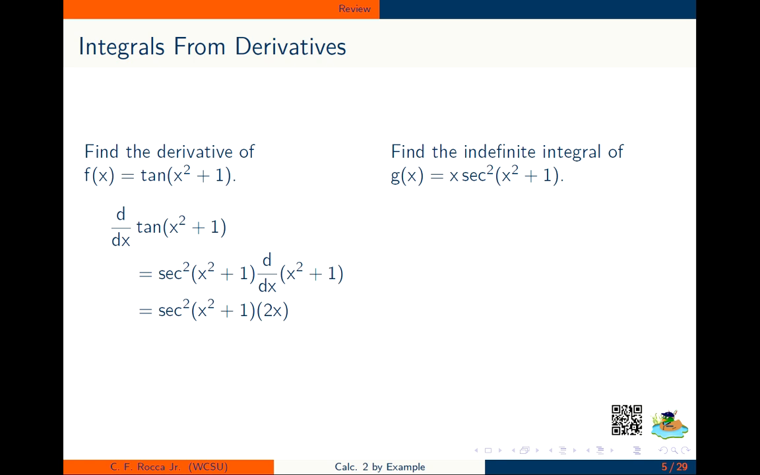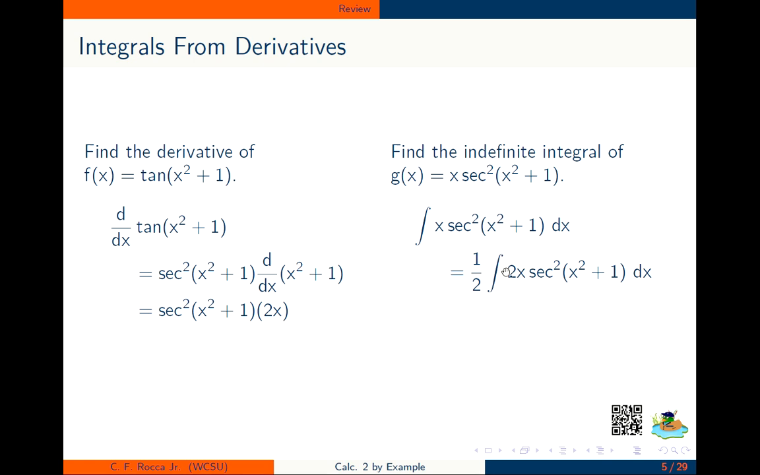like that. Suppose we start with g of x equals x times the secant squared of x squared plus 1. So I'm going to find an indefinite integral. We do this by recognizing that what we have inside the integral, the integrand, is almost just like what we had when we took a derivative, but we're missing the 2.